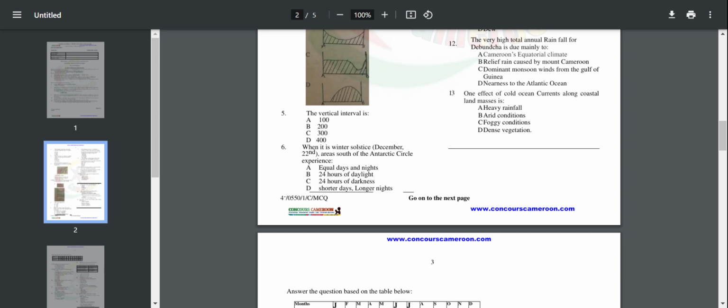Then question 6. When it is winter solstice, that is December 22nd, areas south of the Antarctic Circle experience. The answer is C, 24 hours of darkness.